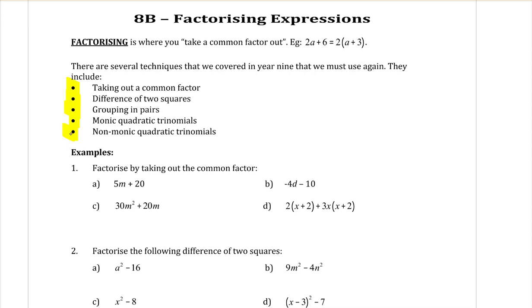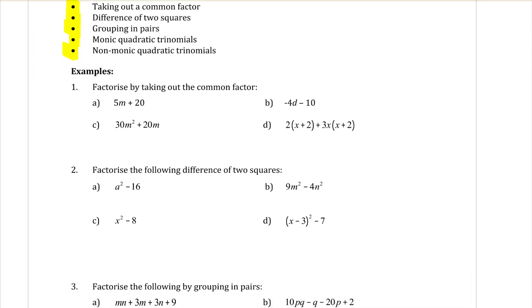Okay, so example number 1, factorise each of these by taking out a common factor. That was the first dot point, taking out a common factor. So 5m plus 20, the number that you can take out of both of those terms is a 5. So you put that out the front. There's no common letters, so I'm going to open my bracket. Then you have to divide each term by the 5. So 5m divided by 5 makes m. And then 20 divided by 5 makes a positive 4.